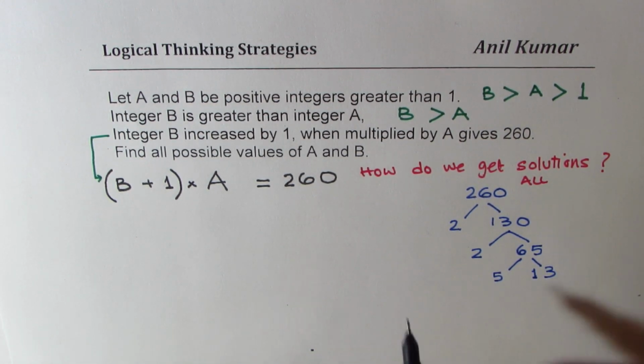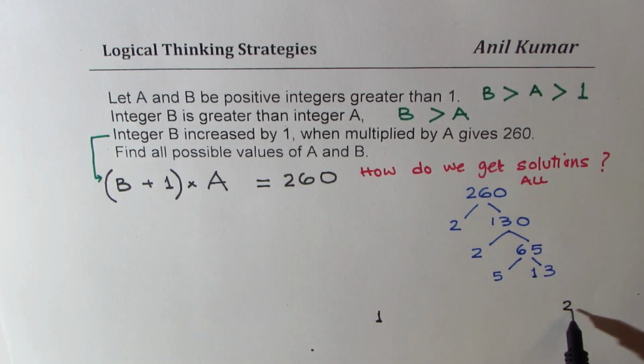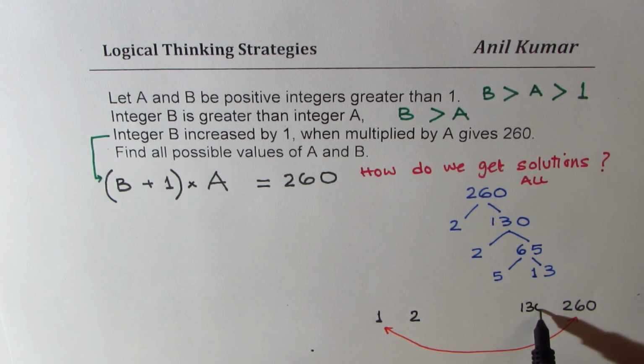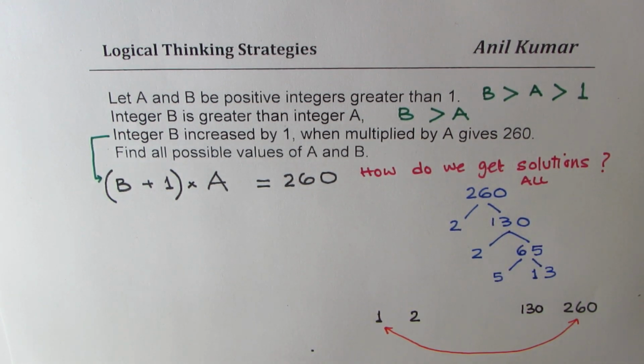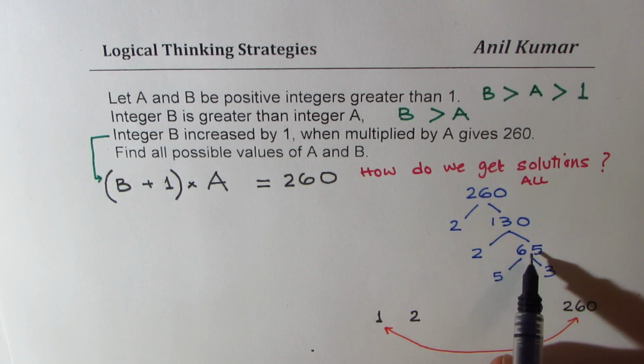Or what you could also do is list all factors, right? Factors of 260 could be 1 times 260, right? 1 times the number will always give you 260. So this is the second way we are doing. We say 1 times 260 is 260. So these two numbers, 1 and 260, right? Then we have 2 times 130, as you can see here, right? We could do 4 times 65. Do you see? 4 times 65.